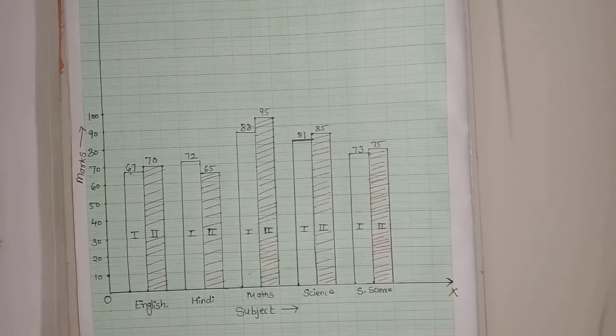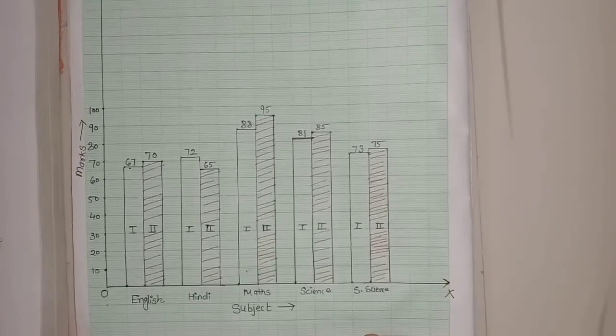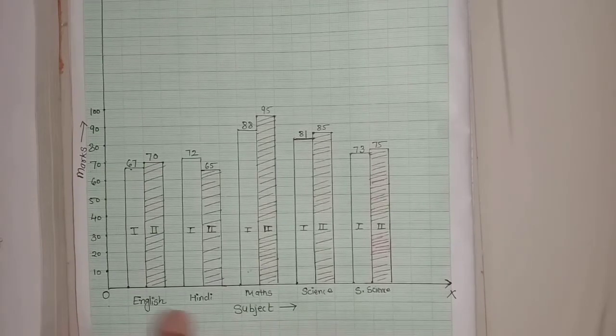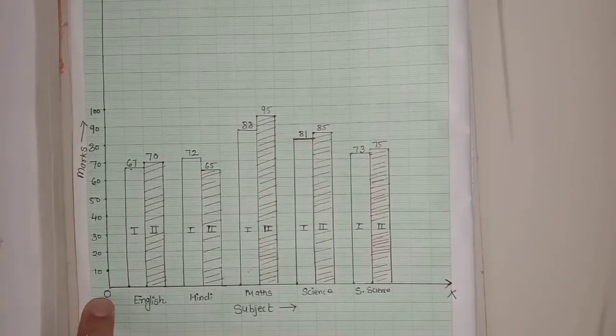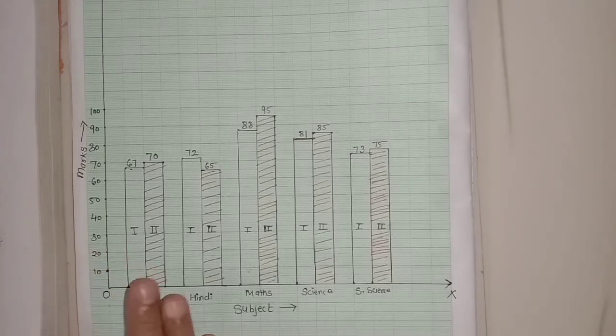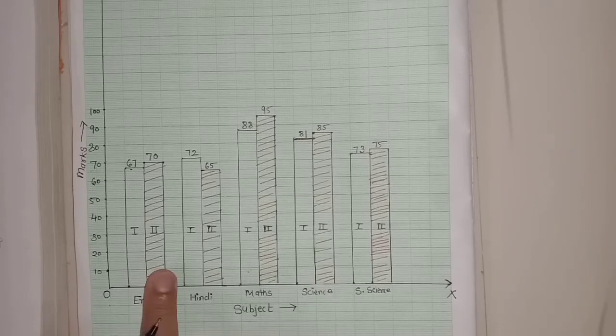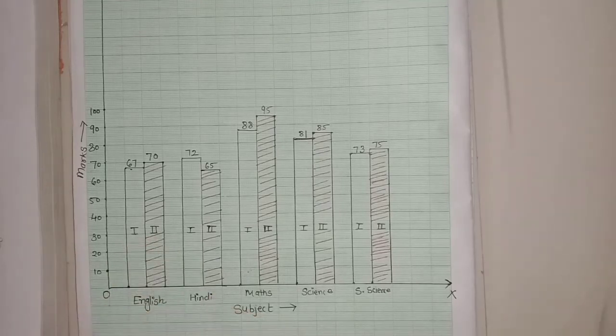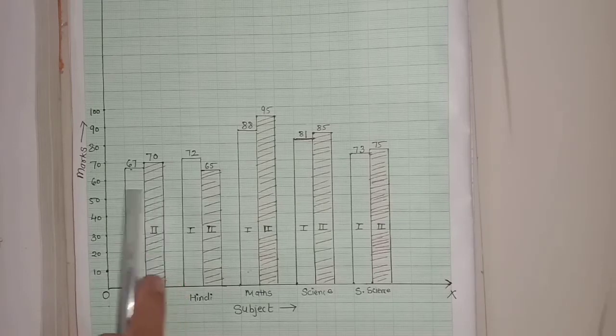Okay, student. Now as you can see, first we will make the axes, x-axis and y-axis. Then on the x-axis we will show the subjects, and on the y-axis we will show the marks. Then we will make the scale. As you can see here, we are taking 1 unit equals 10 marks, and then we will make the bars of term 1 and term 2 for particular subjects. The term 1 and term 2 bars will be connected to each other, and this connection is showing the performance of the particular student on the particular subject.